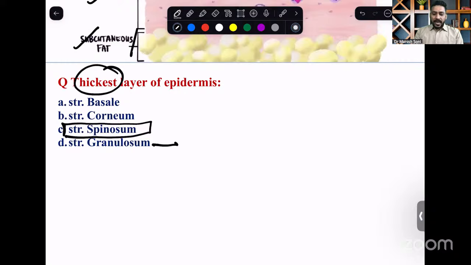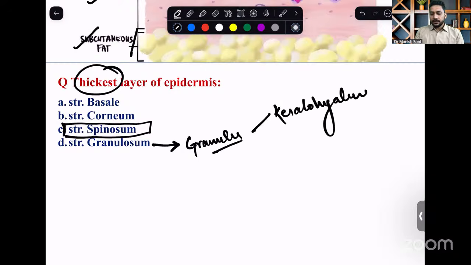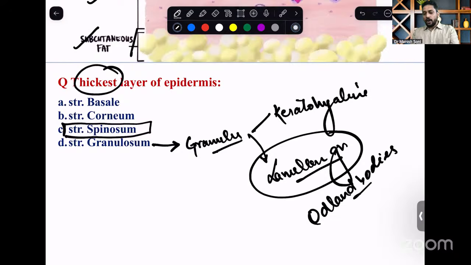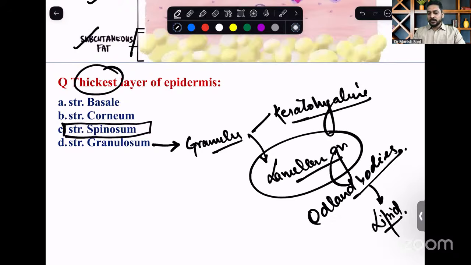While stratum granulosum, as it is suggestive, is the granular layer, here granules are present. These granules are generally keratohyaline granules and lamellar granules. Sometimes they ask you a question on lamellar granules. So remember, lamellar granules are also known as Odland bodies. And what do these Odland bodies do? They secrete lipid, while keratohyaline granules form prefilaggrin.